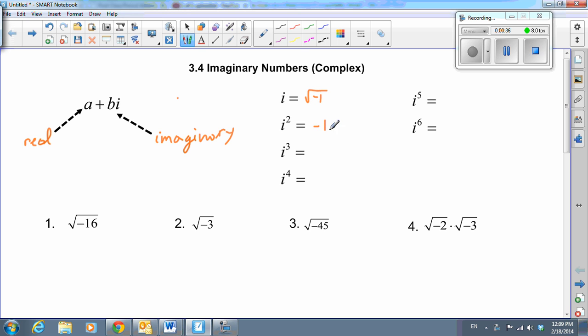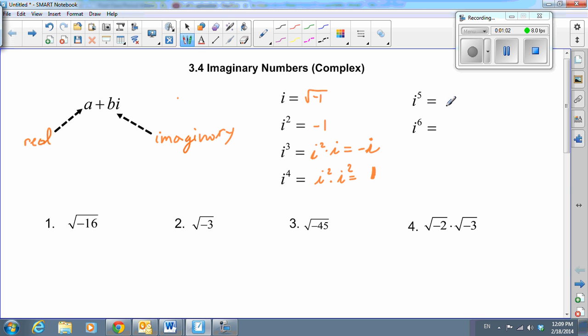You need to remember i is actually the square root of -1, and i squared is equal to -1. i cubed will be i squared times i, which is -1 times i, which is -i. And i to the power 4 is actually i squared times i squared, which is equal to -1 times -1. So the final answer is 1.